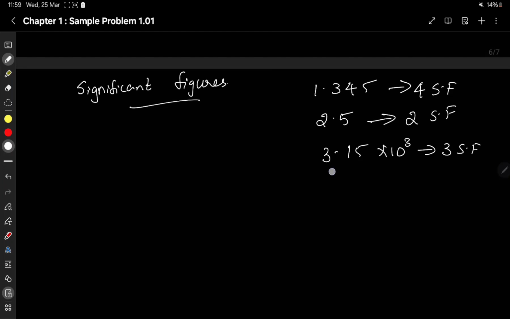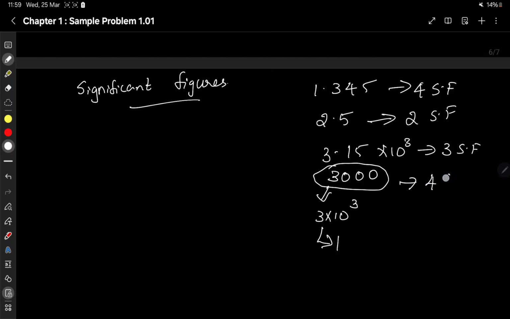And if a question has given some 3000, we know that it can be written as 3 × 10^3. So it will have only one significant figure. It is not like that. If a question has clearly mentioned all the zeros, if they are mentioning a number with all the zeros, then they know the value is exact, so it is not approximate. So we can consider it as 4 significant figures. Okay, if they are giving it in this format, we can consider it as 1 significant figure.